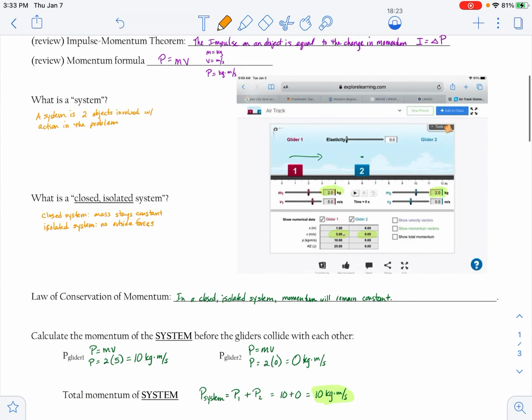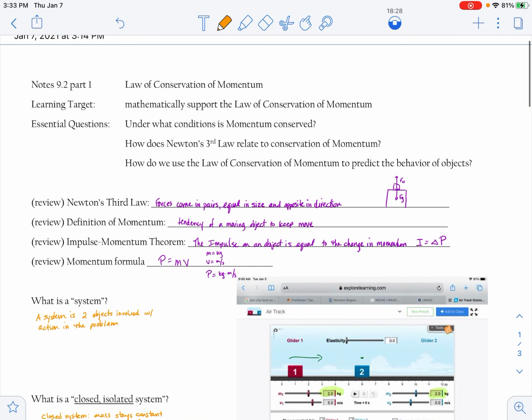Oh, I almost forgot. So can you now talk about the conditions, closed and isolated? I'm sorry, not equal and opposite. Closed and isolated, you know what those things are. How does Newton's third law relate with impulse? And how do we use, oh, we didn't talk about predicting the behavior, did we? Okay, well, I'll put that on the next one.